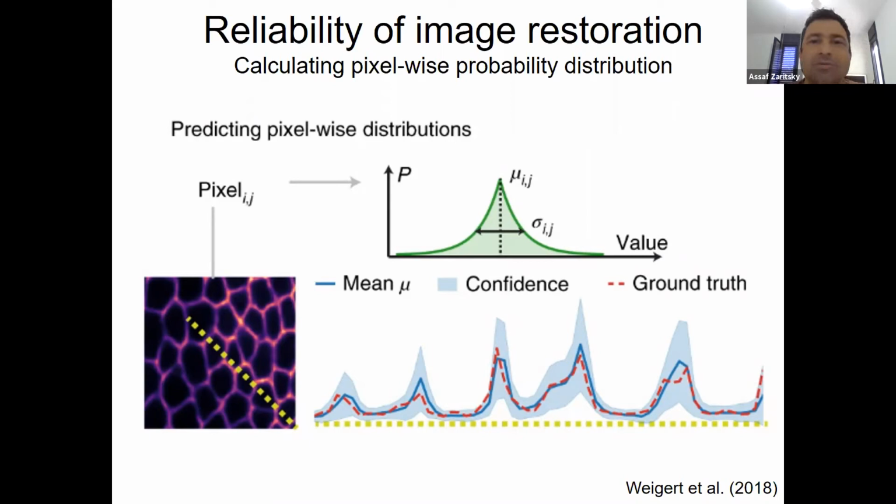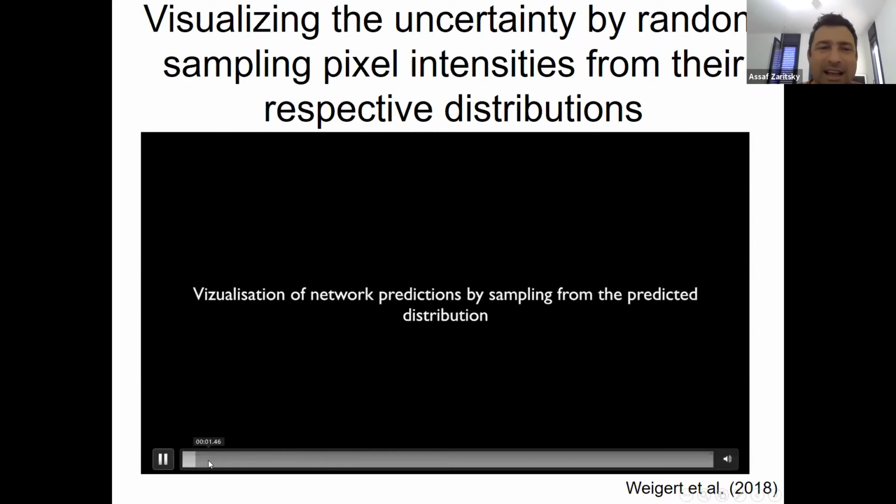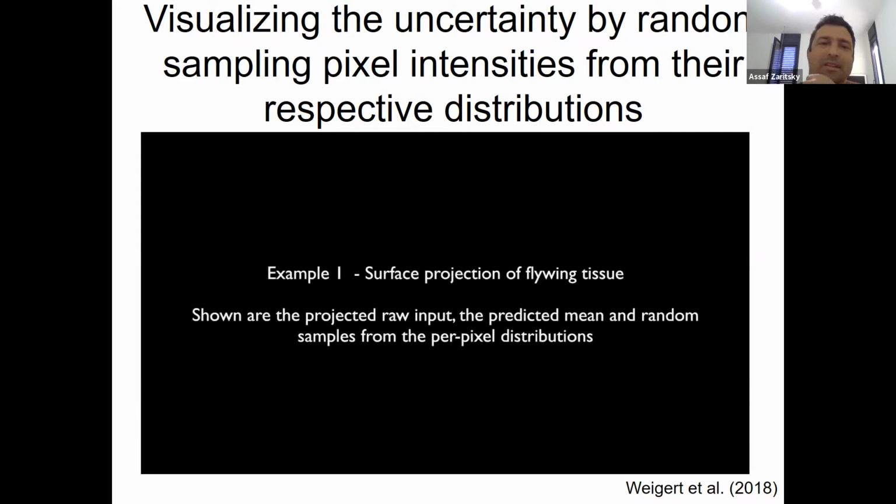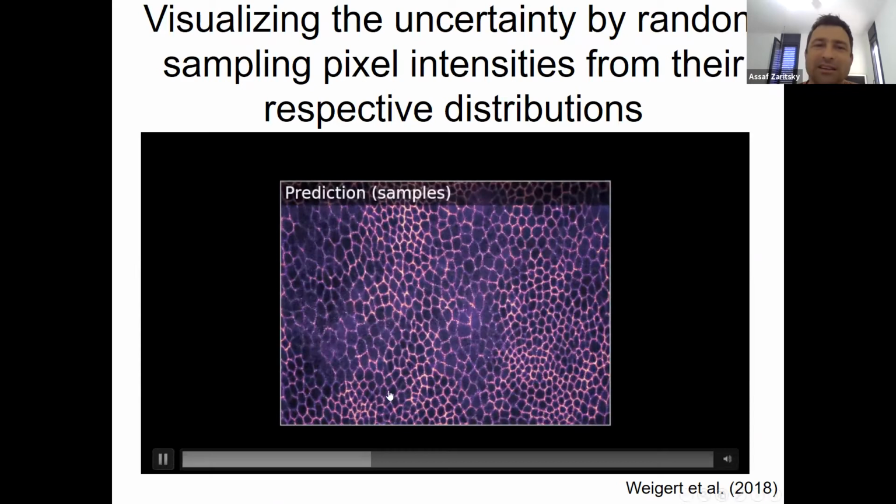And what you can see here is basically what they did is something similar to what you proposed, Gil. They predicted a pixel-wise distribution for each pixel, and then they looked at the uncertainty. So they calculated the pixel-wise probability distribution and then calculated the uncertainty from that. And then they sampled from these distributions. And what you can see here, this is the mean.